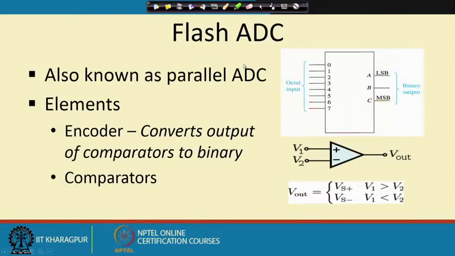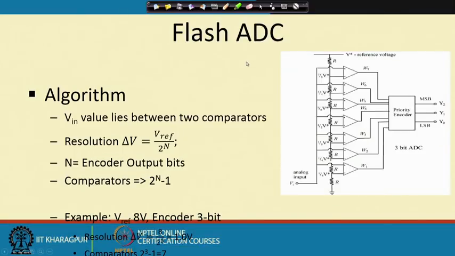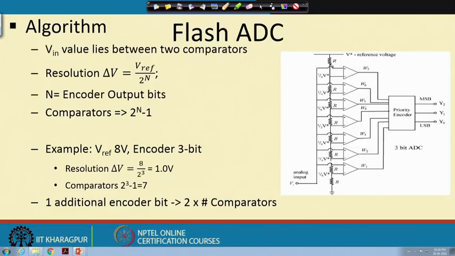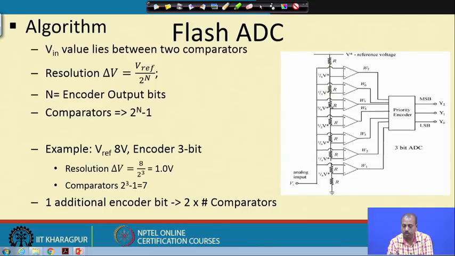In case of flash type ADC, what is done? We have a number of comparators. So, this is an 8 bit ADC. If you look into the circuit, this is the reference voltage V star and from this we have a series of resistances. We have connected 8 such resistances, 1, 2, 3, 4, 5, 6, 7, 8. If you try to measure the voltage at this point, this is equal to 1/8 of this V star. Similarly, at this point, this is 2/8 of V star, that is 1/4 of V star.